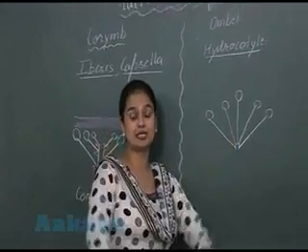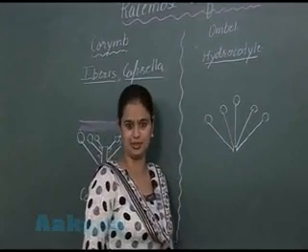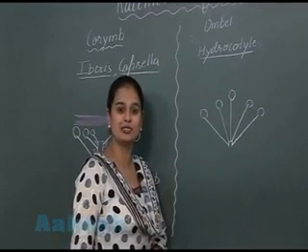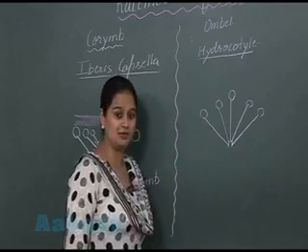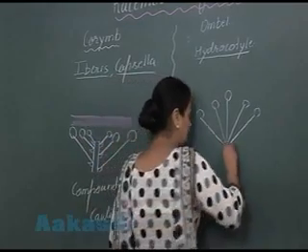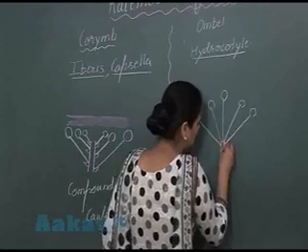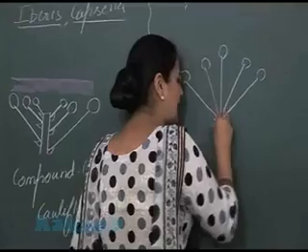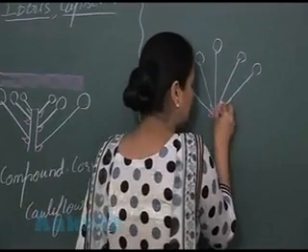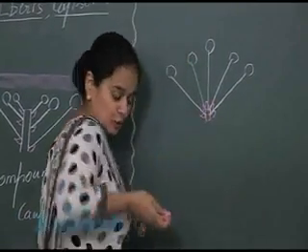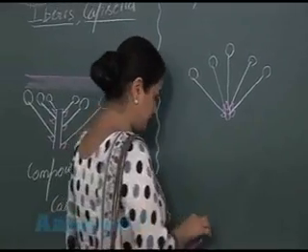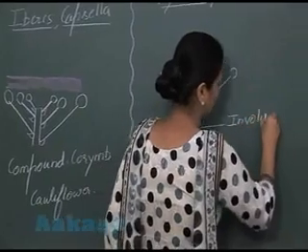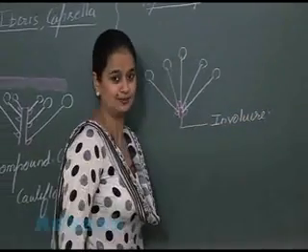This inflorescence will give an umbrella-like appearance. That's why the name of the inflorescence is umbel inflorescence. Now on the lower side, there is presence of bracts, and these bracts are present in the form of a whorl. We have already discussed the whorl of bracts. It is known as involucre.